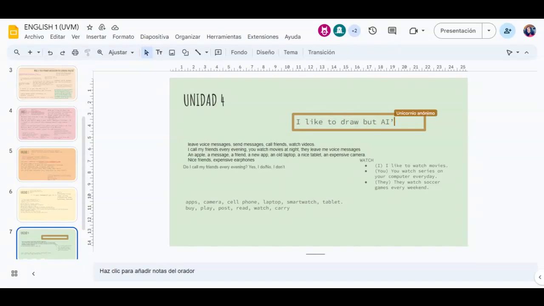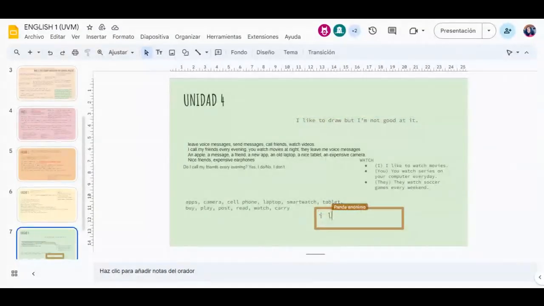Okay, Eileen, help me. I like to draw, but I'm not good at it. Thank you very much. Excellent. And remember, in this case, as we can see in the example, we use but to contrast two different ideas, or an idea that opposes the other idea. I like to draw, but I'm not good at it. Even though I like to draw, I'm not good at it, is the meaning of that.